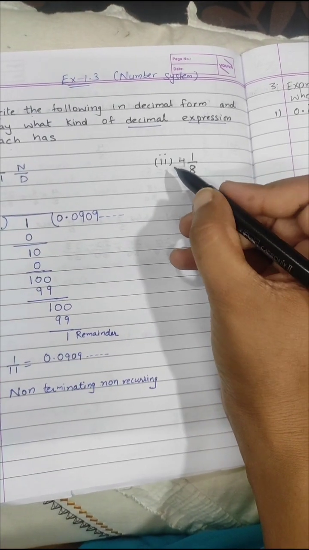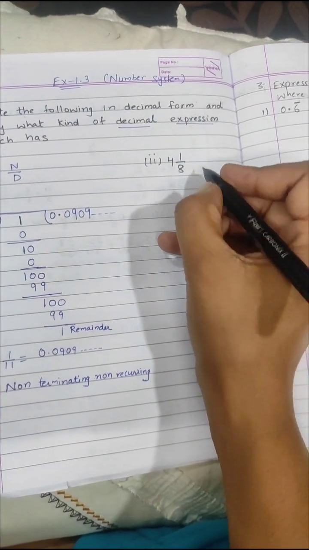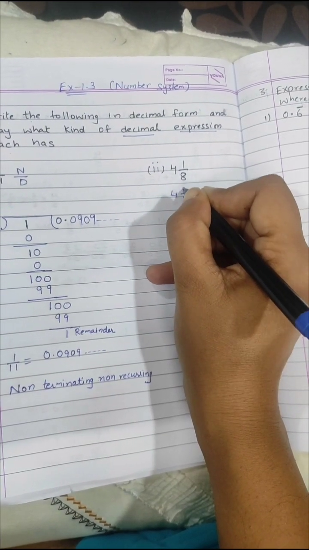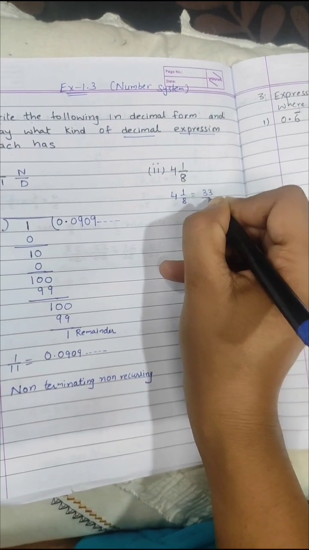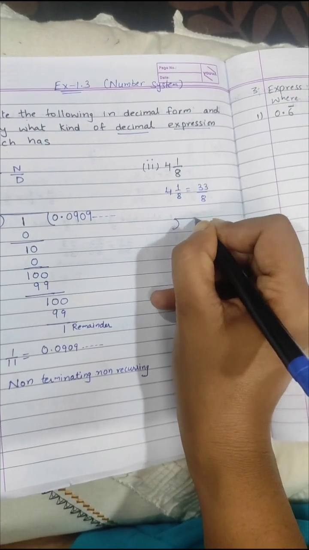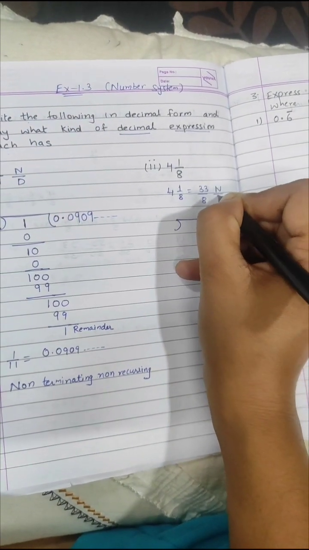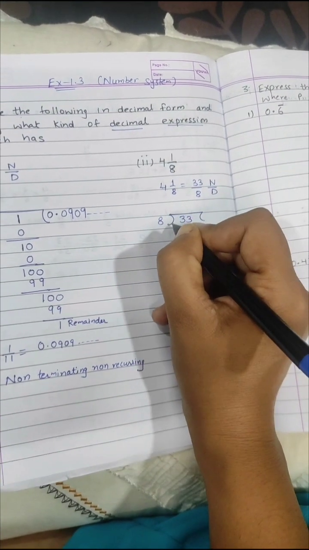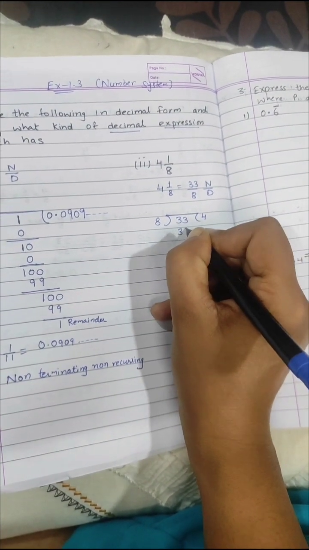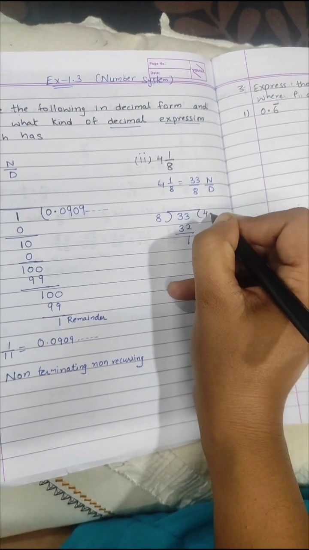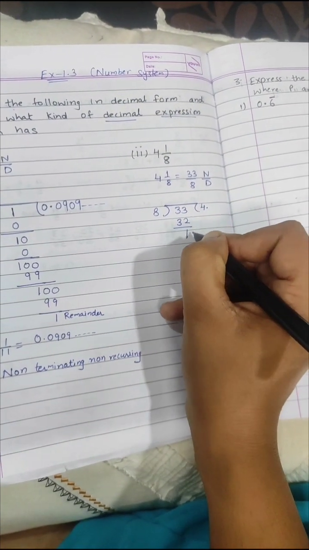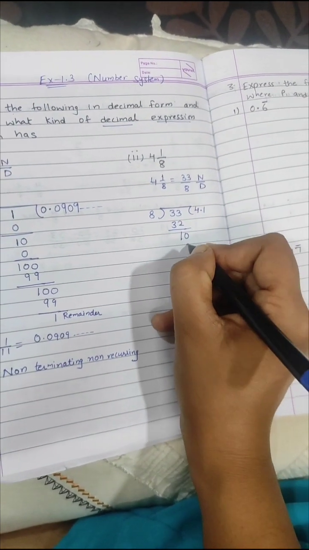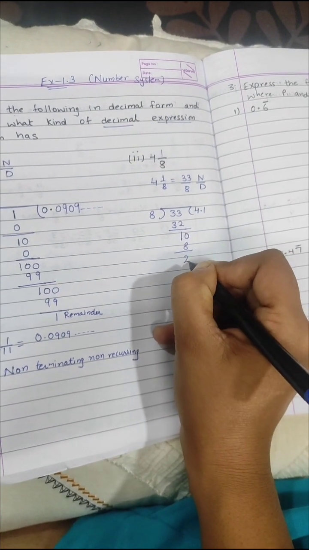Similarly, we can do one more part, 4 1 by 8. 4 8s are 32 plus 1, 33 by 8. And when we divide, we keep the numerator inside the division. So 8 4s are 32. 1 is the remainder and we place a decimal in the quotient. So we can write 10. 8 1s are 8. 2 is the remainder.